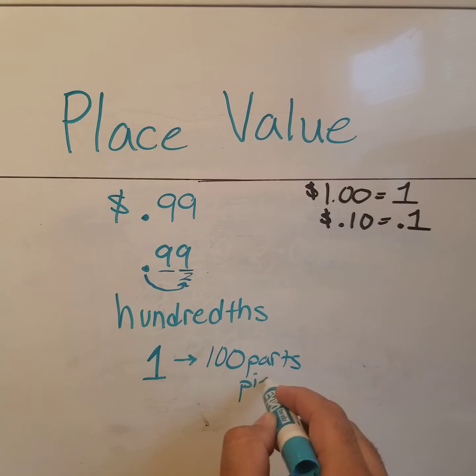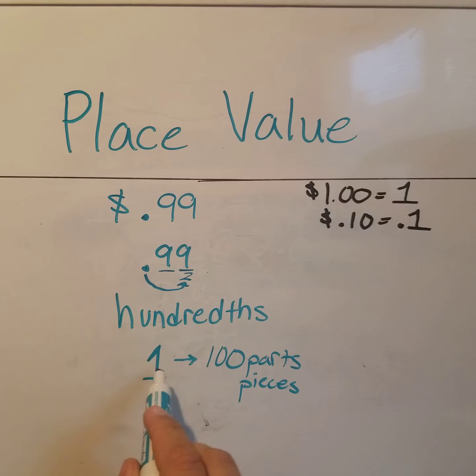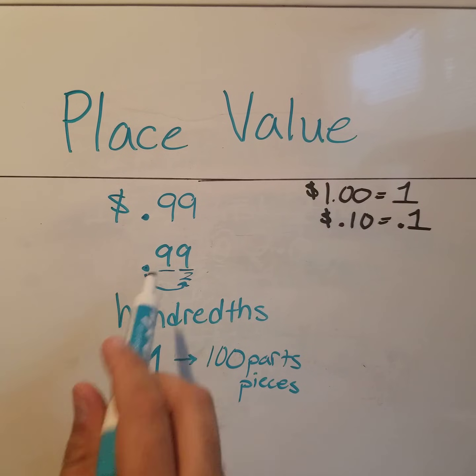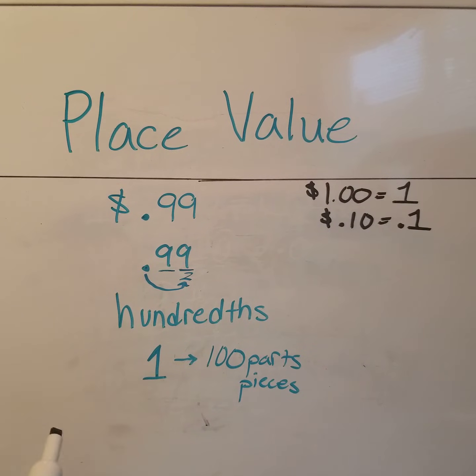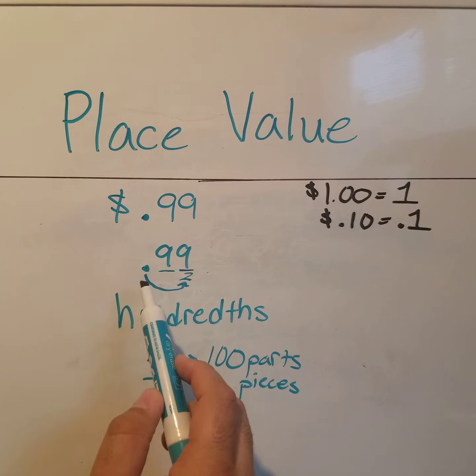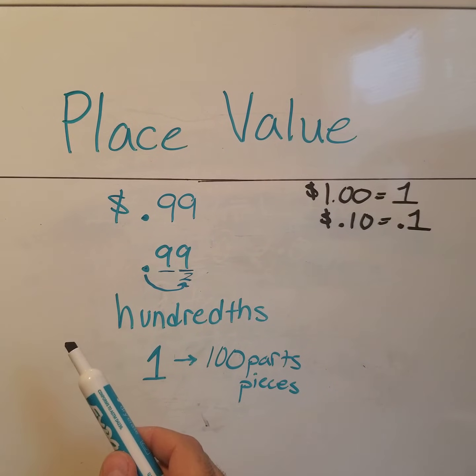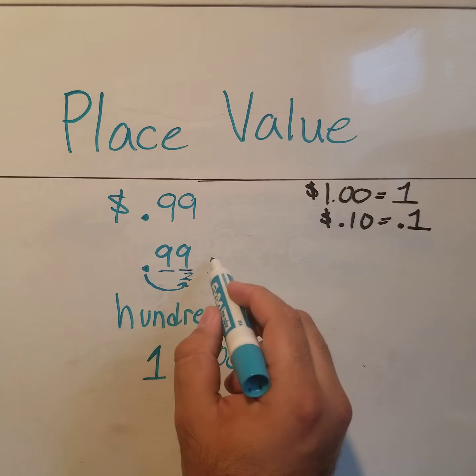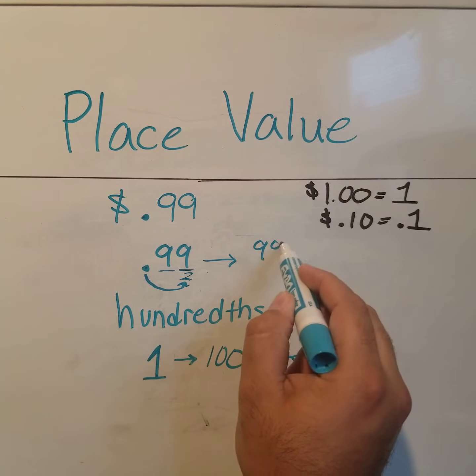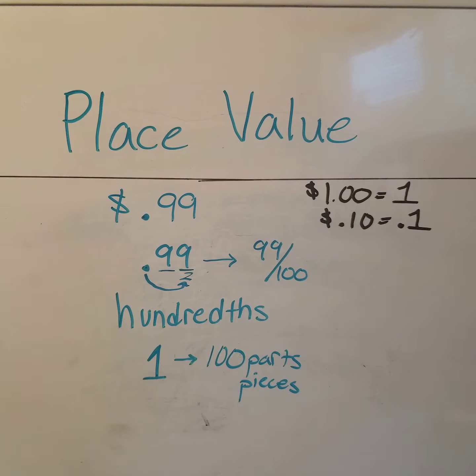Or 100 pieces. So 1 is broken down into 100 different smaller parts. So what 0.99 is telling us is that we have 9 tenths plus 9 hundredths. Or we can just think of it as we have together 99 hundredths. And so this can be written as 99 over 100, or 0.99. So there's a little bit of a pattern to this.